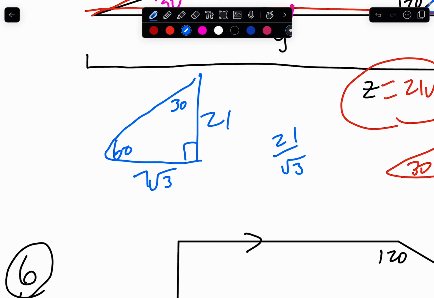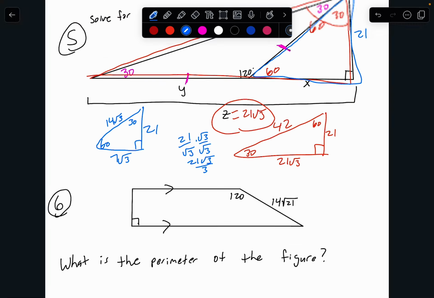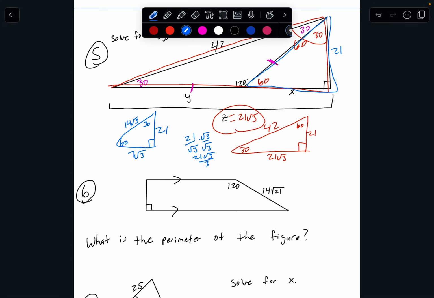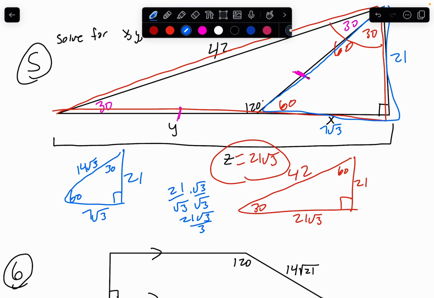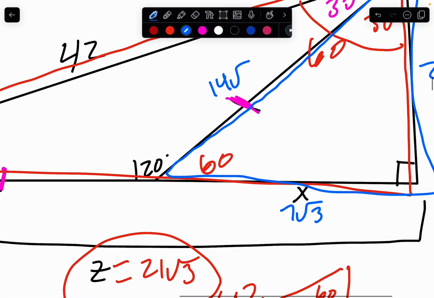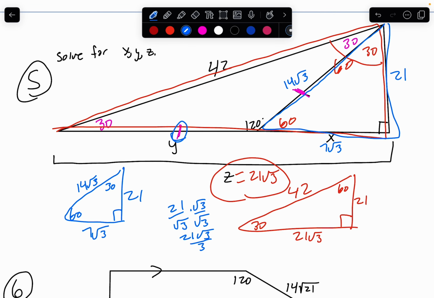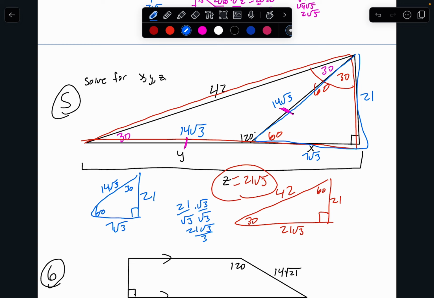21 divided by root 3, I'll show it one time. That's what it looks like. You get 21 root 3 over 3, which reduces to 7 root 3. And that would make the hypotenuse 14 root 3. So what do we have here? We have the bottom x would be 7 root 3. And the hypotenuse here would be 14 root 3. And as we know, that is going to be equal to y. Those are going to be the same number. So this is also going to be 14 root 3. So our final answers here, I'll just kind of list them out. Let's put them up here at the top.